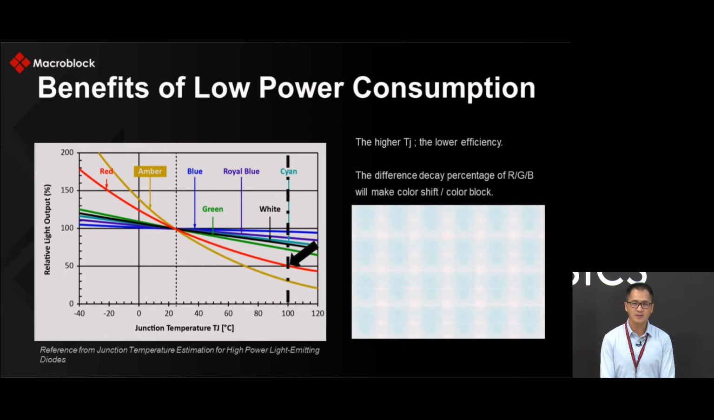On the right-hand side, there's an LED panel displaying white color. Obviously, we see there are many color shift blocks on the screen, which are caused by the high temperature of the LED drivers. So, this is the reason why Macroblock emphasizes the importance of low power for LED drivers. The benefit of low power is not only to save power, but also to keep good image quality.